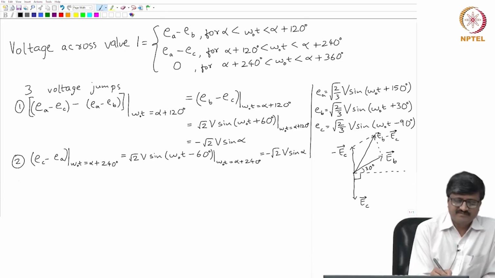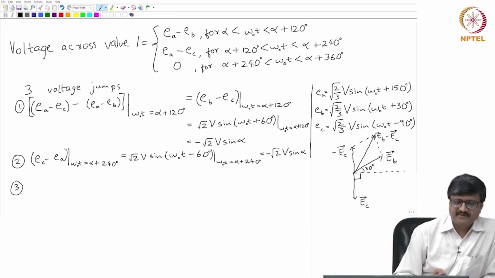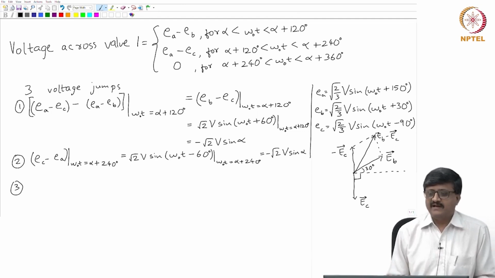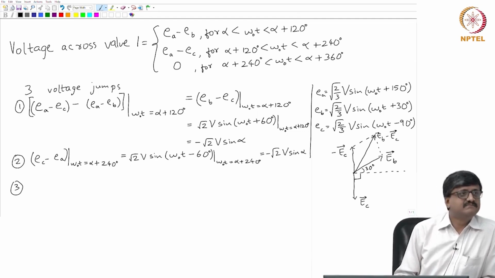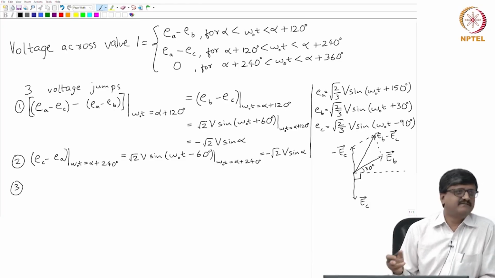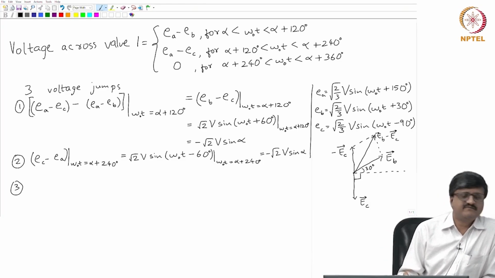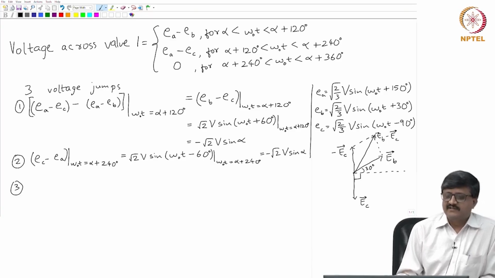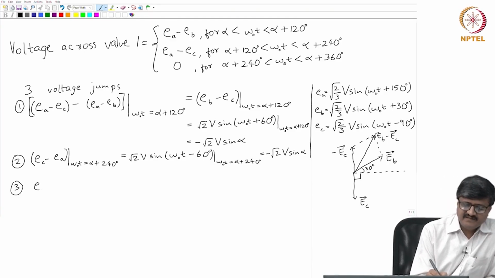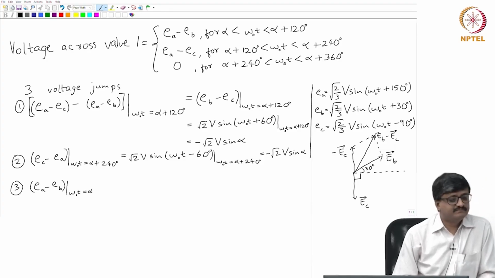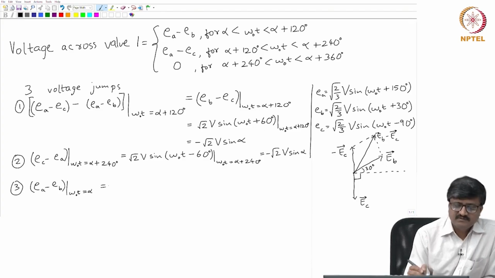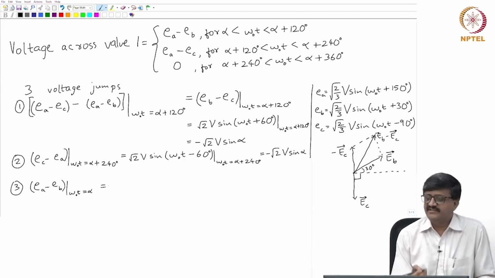Okay. Then there is one more jump, the third jump, is happening at alpha itself. Alpha and alpha plus 360 are displaced by just one cycle. So, at alpha itself, the expression is EA minus EB evaluated at alpha. So, what is EA minus EB?